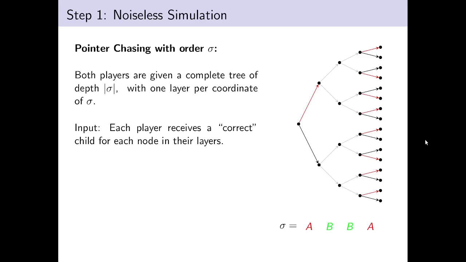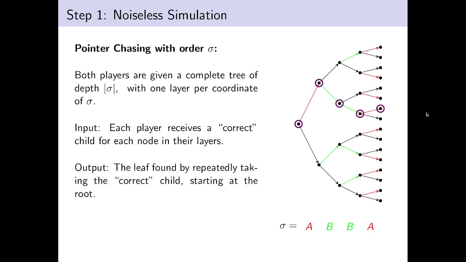So here we see Alice's view. For all the vertices in her layers, there's one correct outgoing edge, and she knows nothing about Bob's layers. And vice versa, Bob knows the correct children for his layers, but doesn't know Alice's. However, when we put them together, we see something very interesting, which is that if you start at the root, and you only go down these correct edges, there is a unique path which takes you to a leaf. And that is the goal of this problem. The players want to output this leaf, which can be found by repeatedly taking this correct child, starting at the root.